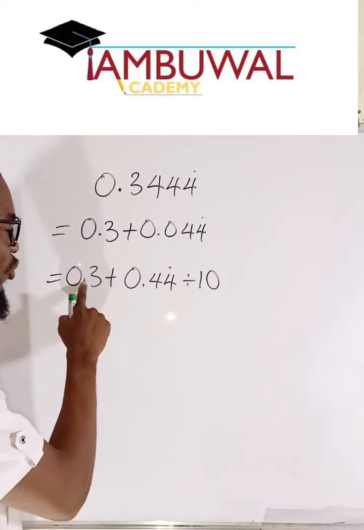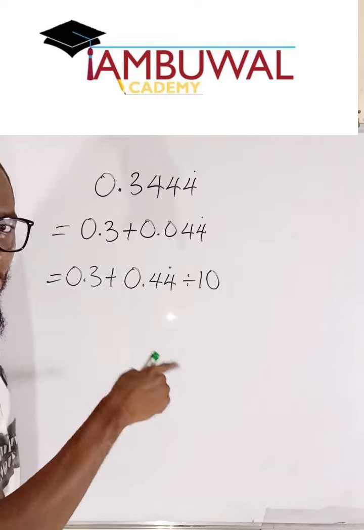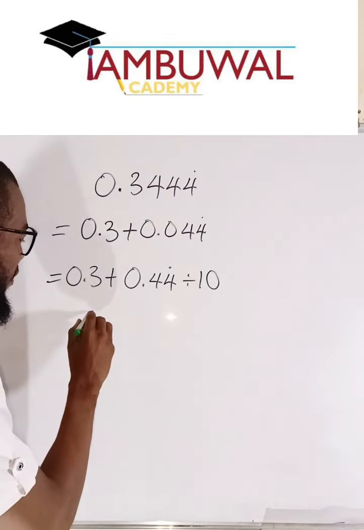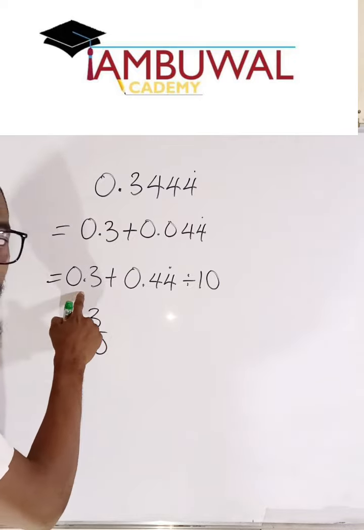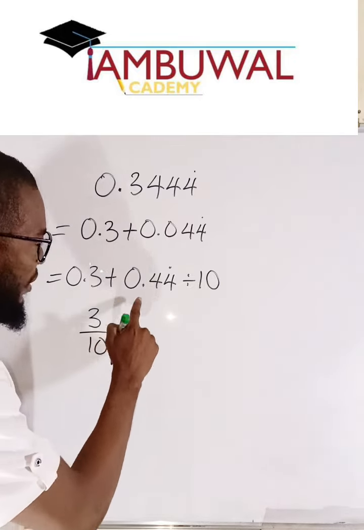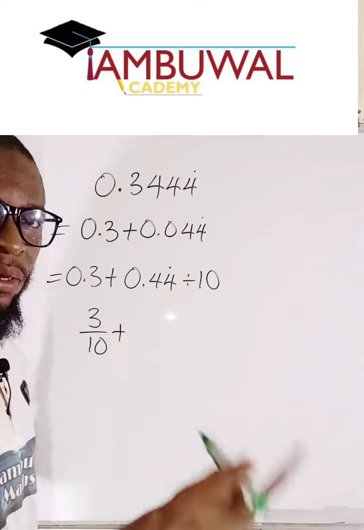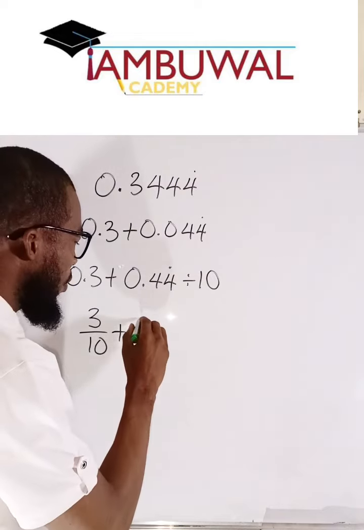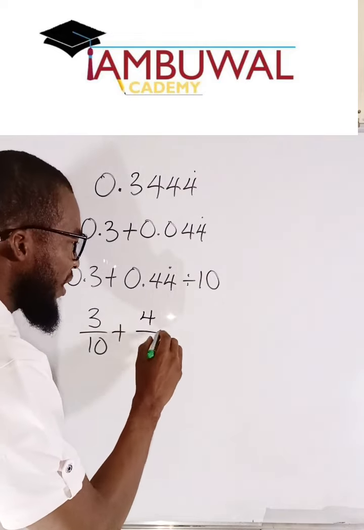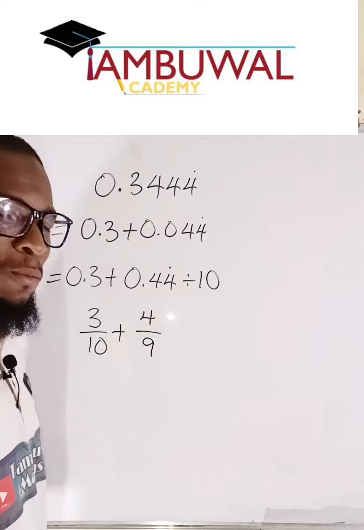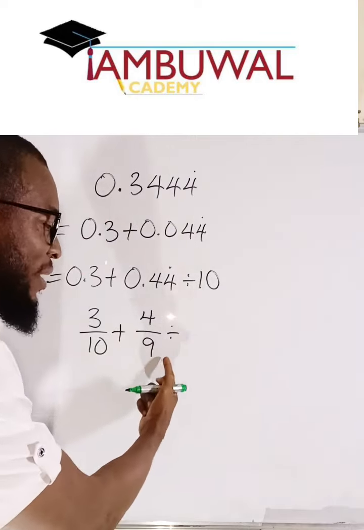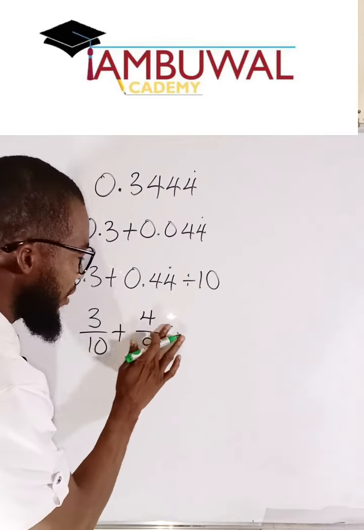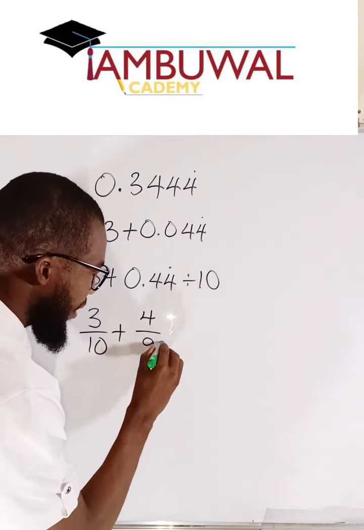How many times do we need to move this point to the last digit? 1, so you divide by 10. So this is the same thing as 3 divided by 10, which is 0.3, plus the recurring part. What is recurring here is 4, only one digit, 4. Divide by what? 9, don't forget. But divide by 10, which is the same thing as multiplying 9 by 10, right? So you have 90.